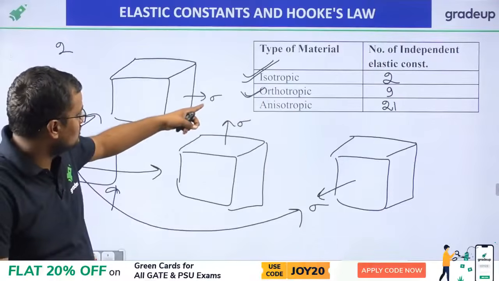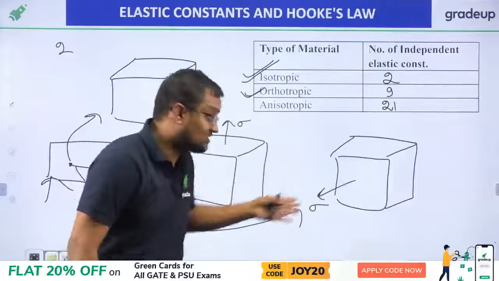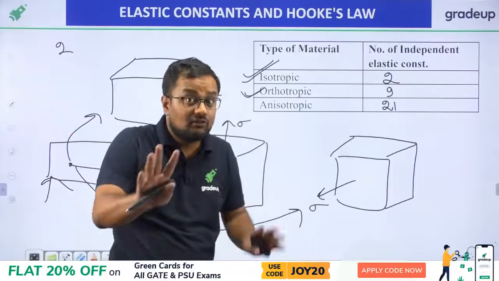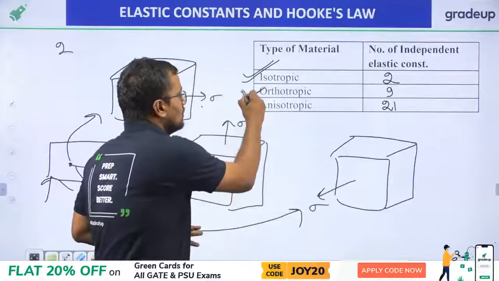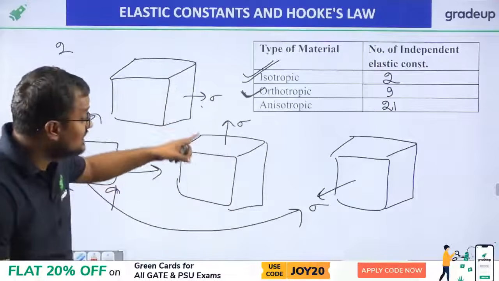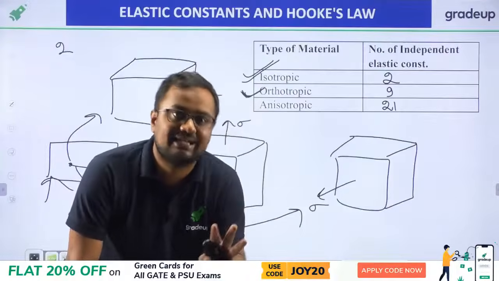Strain by this stress will be 2, suppose this stress might be 3 and due to this stress might be 4, because property in all directions are different. But there will be no shear strain in orthotropic material. But in anisotropic material, due to these 3 stresses, not only longitudinal strain, shear strain might come.